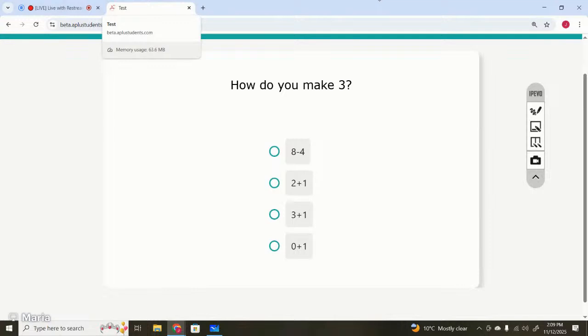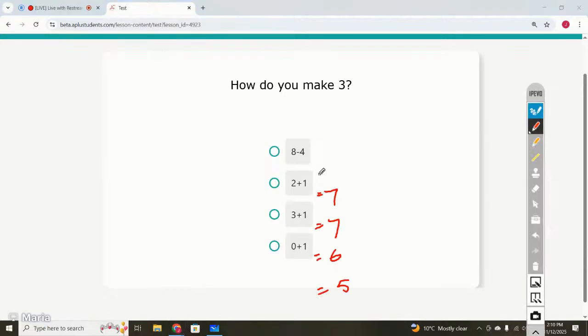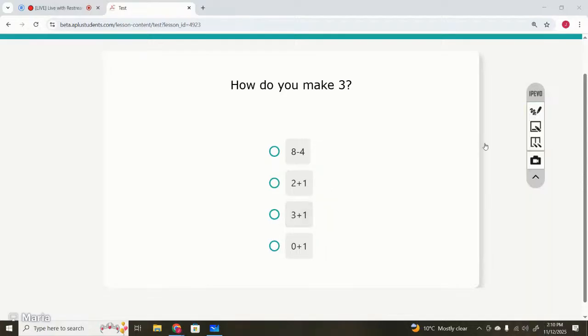How do you make 3? Which is the correct option? 8 minus 4 is 4. 2 plus 1 is 3. 3 plus 1 is 4. And 0 plus 1 is 1. So the correct option is 2 plus 1. Option number 2 is the correct option.